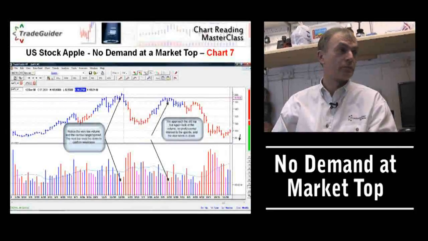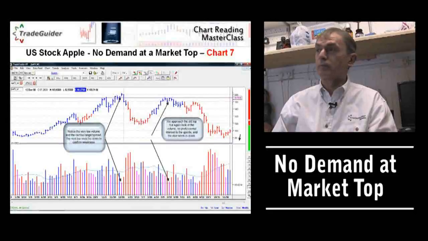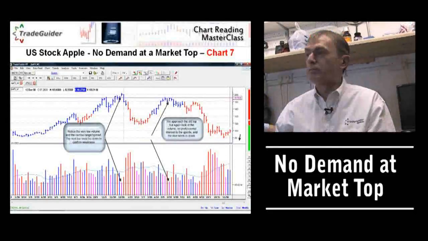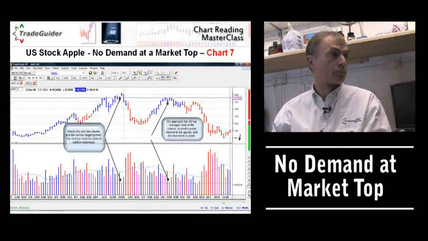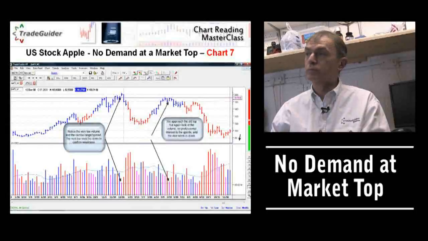So the volume there is made up of who? Few of the herd, and there's certainly no professional interest in that. Yeah, it could be a news story, it could be a number of things that happen there that cause the market to go up on very, very low volume. But it's the volume we're interested in.